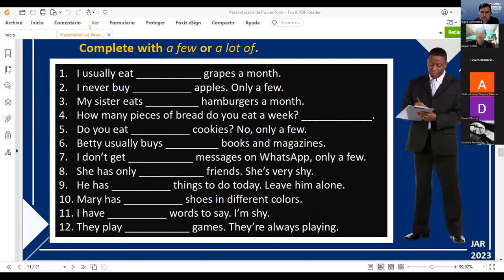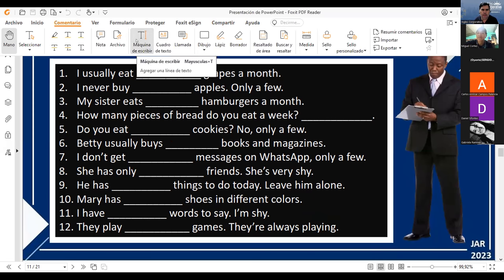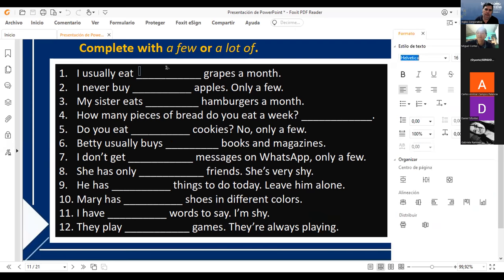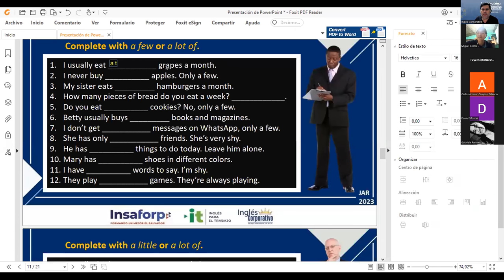¿Qué opinan de la primera? A lot of. Okay, a ver. I usually eat a lot of grapes a month. I never buy a lot of, también. A lot of. My sister eats a few. A few hamburgers a month.